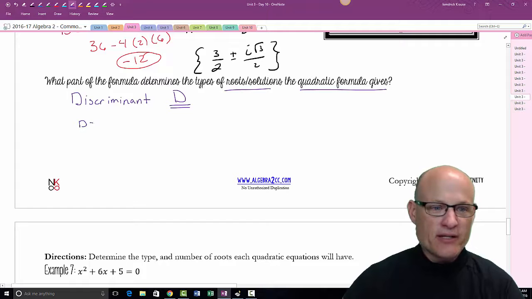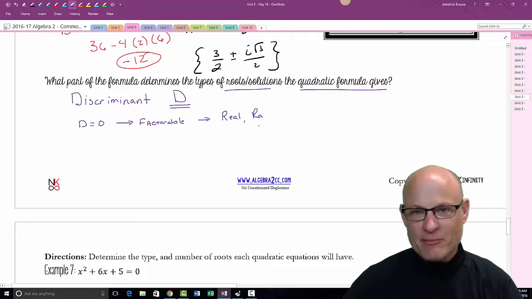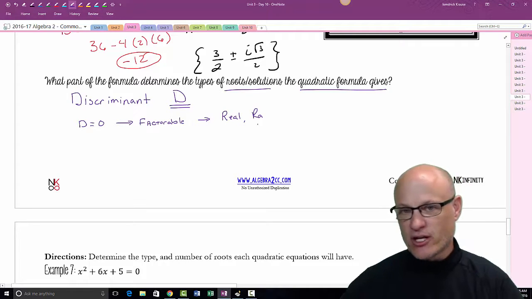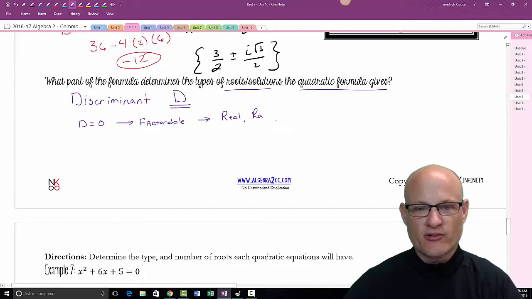If the discriminant is equal to 0, that tells you it's factorable, if you wanted it to be. But more importantly, it's going to tell you that you have real roots. They are rational. Now by real, I mean not imaginary. So they're either going to be real or not imaginary. You're going to be taking the square root of something that you can take the square root of, or the square root of a negative number. So in this case, the discriminant is 0, so they're going to be real.